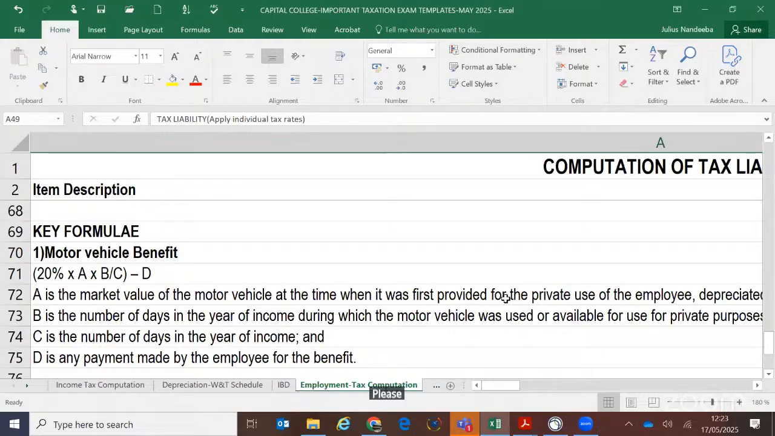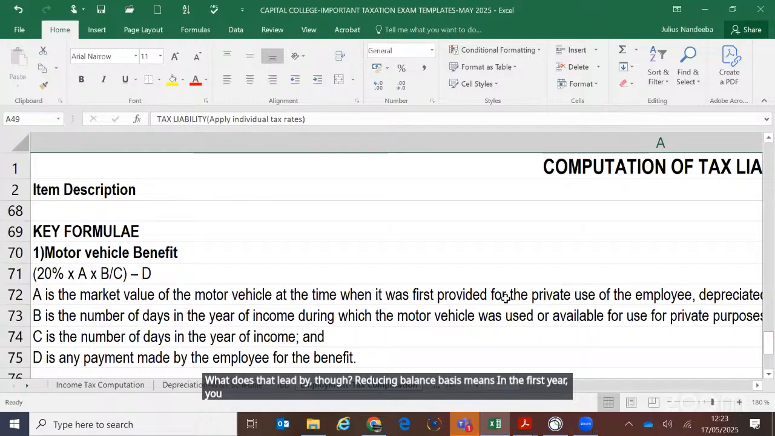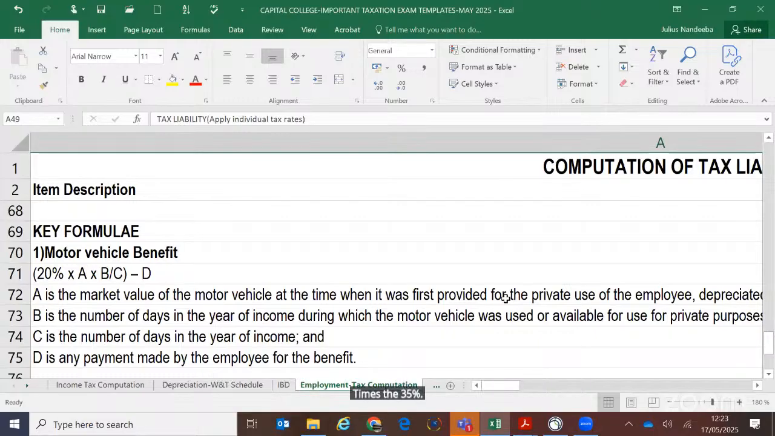Please listen and listen carefully. The rate of depreciation is 35% on a reducing balance basis. What does that mean, by the way? Reducing balance basis means in the first year, you get the cost times the 35%. That gives you depreciation. But you're looking for the net book value. So you get the cost minus depreciation to get the net book value.